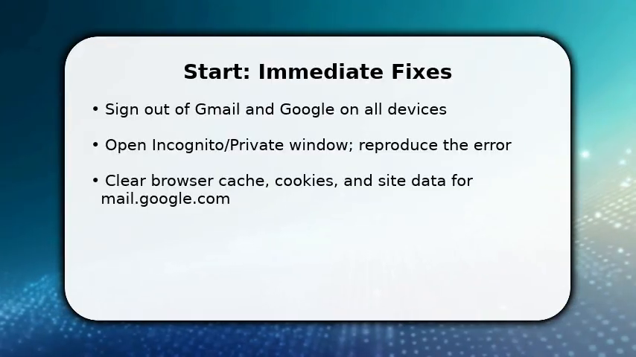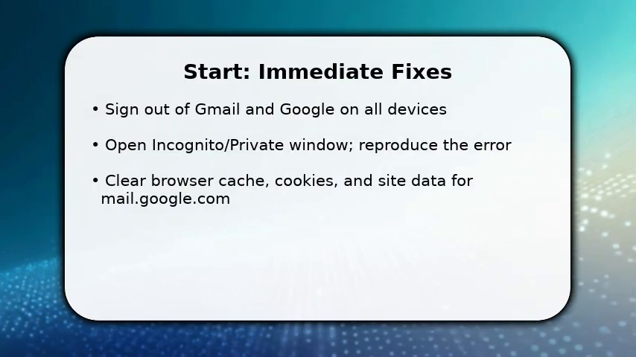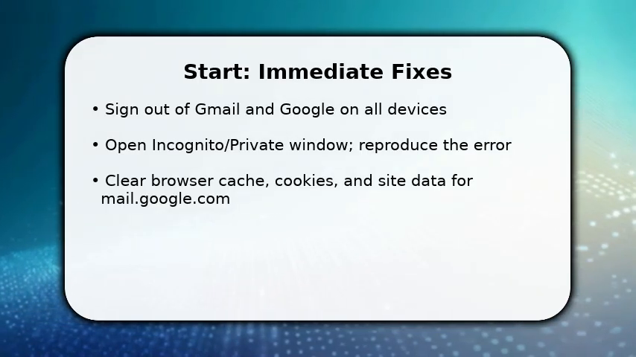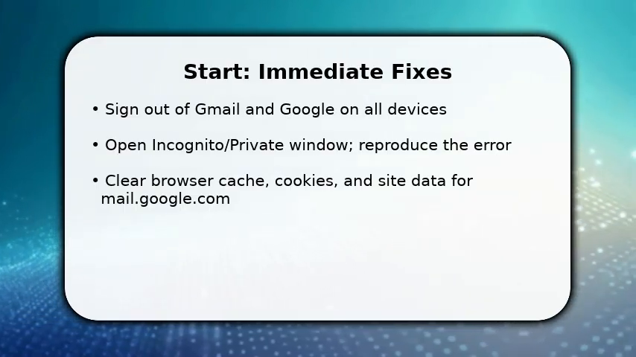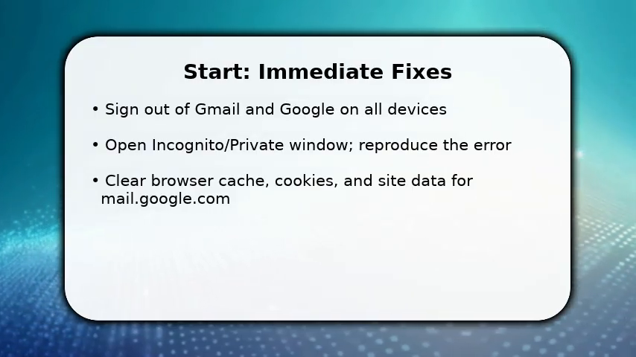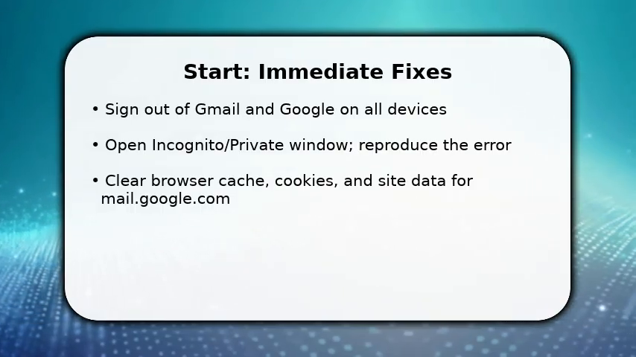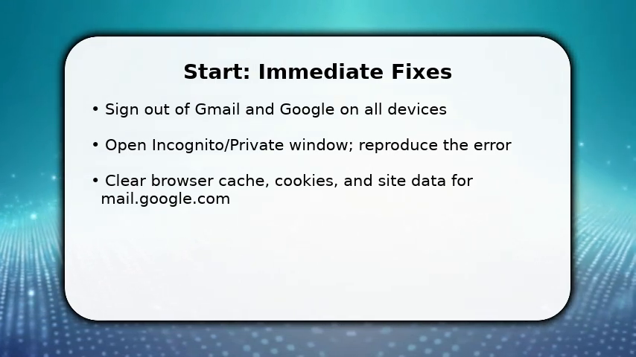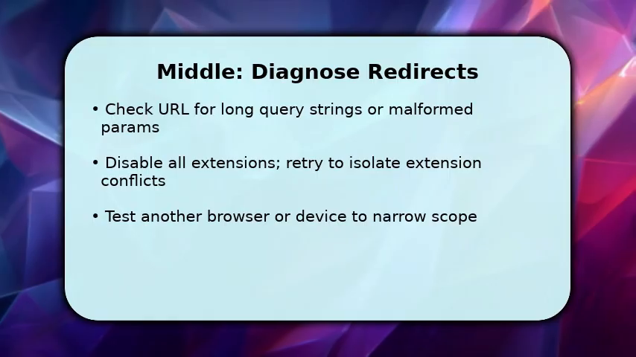You begin by eliminating local issues. Sign out of Gmail across devices, then open an incognito window and try to load mail.google.com. Once done, clear your browser cache, cookies, and site data specifically for Google domains so stale tokens are removed. Make sure you're not using a bookmarked URL with extra parameters. Type mail.google.com manually. These steps remove corrupted session data and often resolve 400 errors caused by bad cookies or broken redirect parameters.